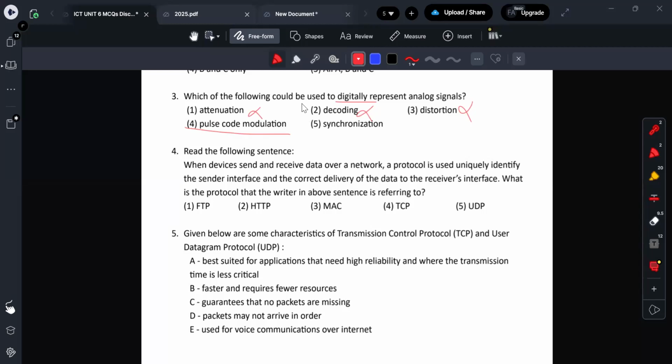So these are the 3 steps of what? Pulse code modulation. And then option 5, synchronization. That means it is just matching the timing clocks between a sender and a receiver. I hope all those were clear. What is distortion and all?